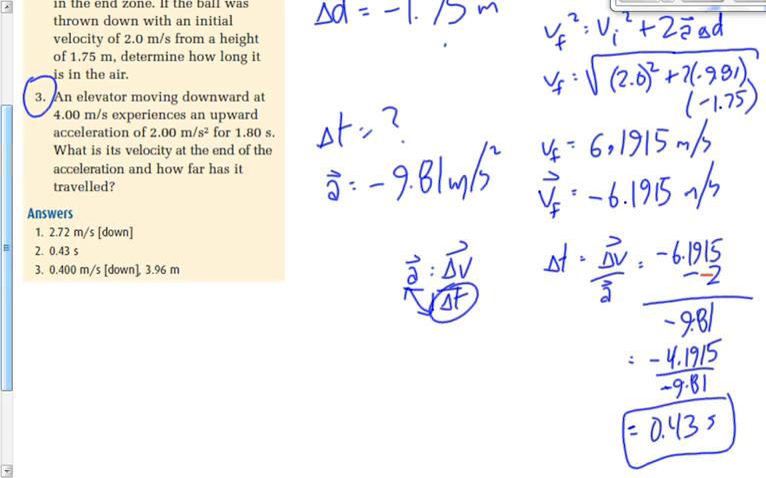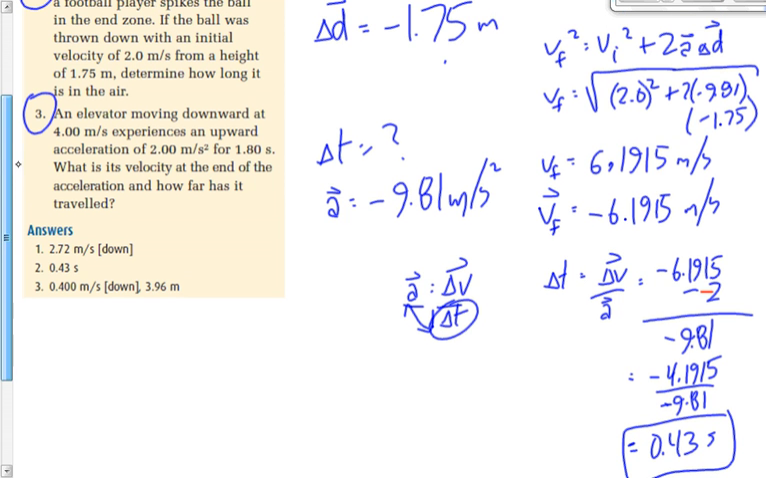Okay, let's try number 3 here now. This one says, an elevator moving downward at 4 experiences an upward acceleration of 2 for 1.8 seconds. What's the velocity at the end of the acceleration? How far has it traveled? Wait a second. Is this a gravity question? It isn't, is it? They're telling us the acceleration is not negative 9.81. In other words, there's something other than gravity acting here.